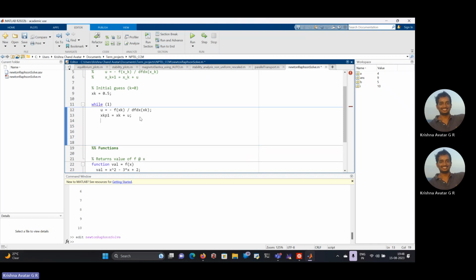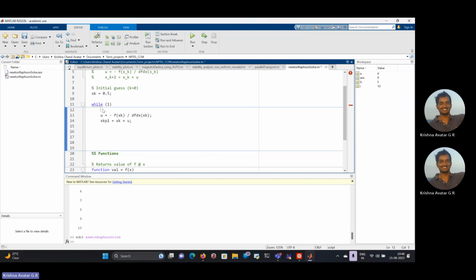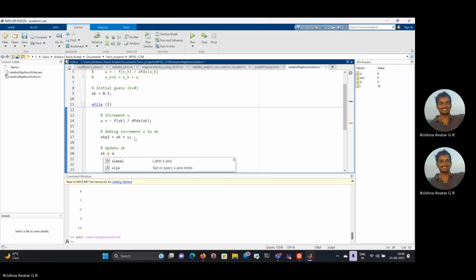And at the same time, I'll just comment things out. So what we are doing is the increment in x: updating, rather adding the increment u to x, adding increment u to k, and then update x_k. So x_k now will be equal to x_{k+1}. Right. I'll close this and I'll just do end.